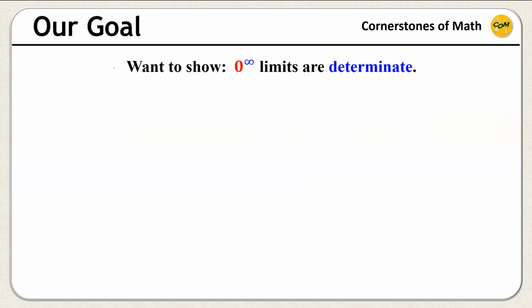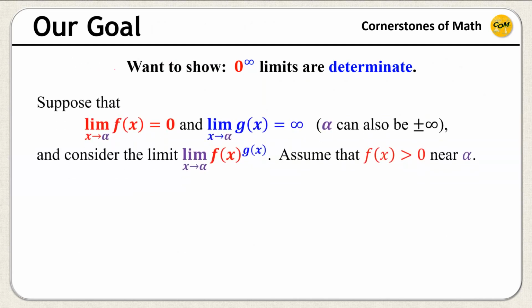So we want to prove this statement, and let us express this in a more mathematically rigorous manner. Consider two functions f(x) and g(x) having the following properties. As x approaches alpha, the limit of f(x) is 0, and the limit of g(x) is infinity. Here, alpha can also be infinity. Then we will consider the limit of f(x) to the power of g(x) as x approaches alpha.